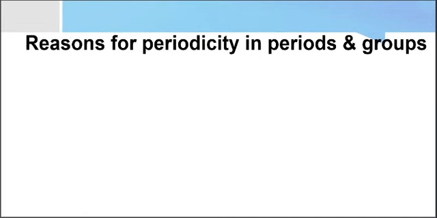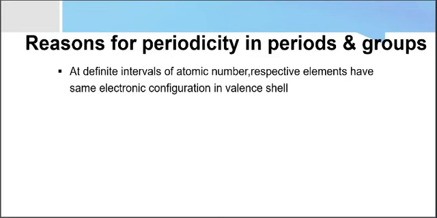What is the reason for periodicity in periods and groups? So at definite interval, that is different for various periods, after these definite intervals of atomic number, the elements have same electronic configuration in the valence shell. For example, take lithium. So atomic number of lithium is 3, and take sodium. Atomic number of sodium is 11.